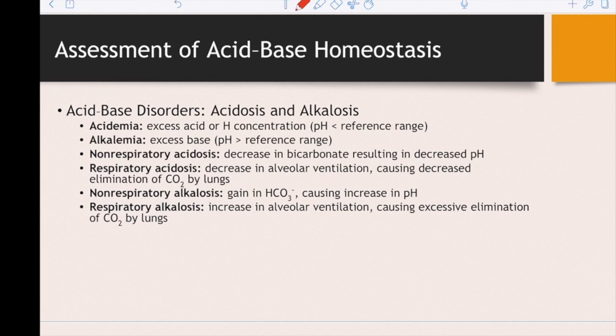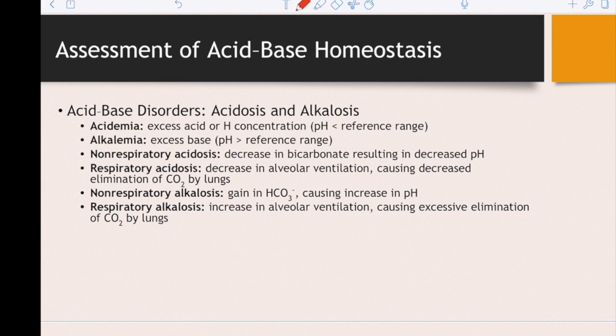You can also have alkalemia, or excess base, in which case the pH is going to be greater than the reference range, so greater than that reference range of 7.35 to 7.45. You can have what is called non-respiratory acidosis, and this is where you have a decrease in bicarbonate, and that results in a decreased pH.